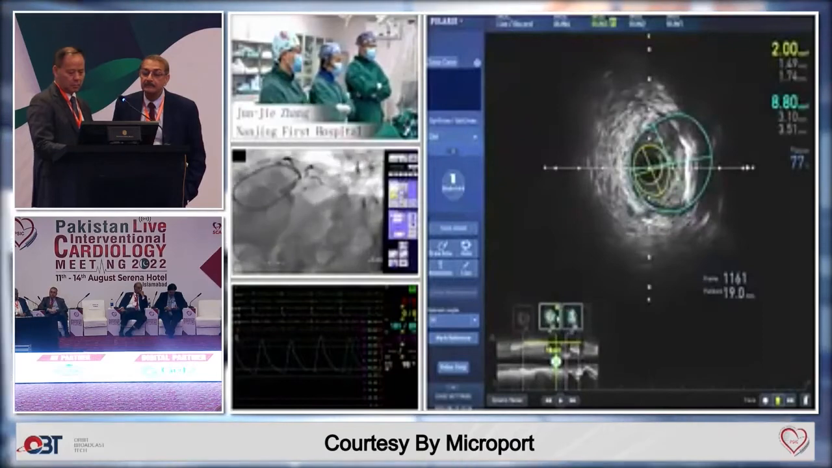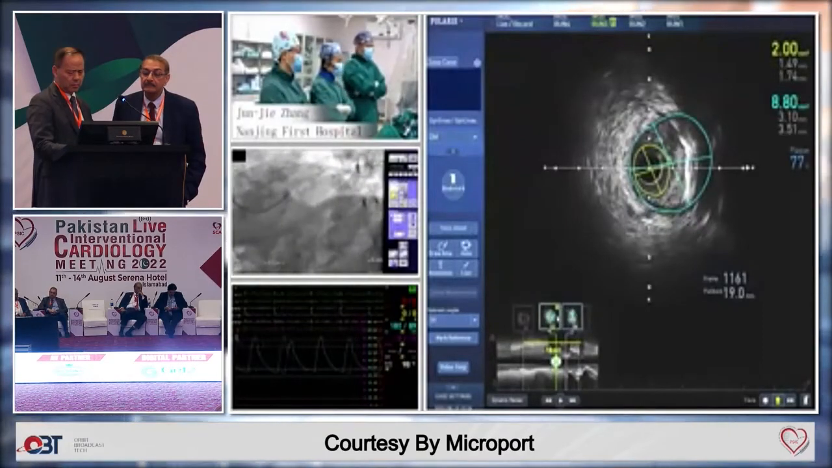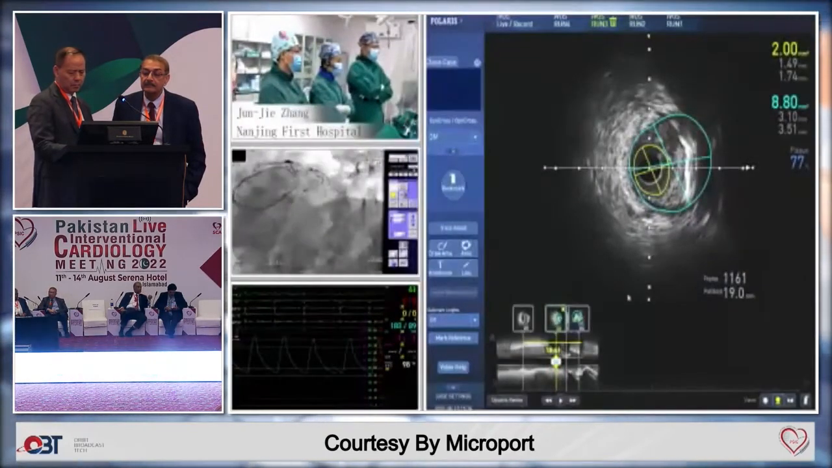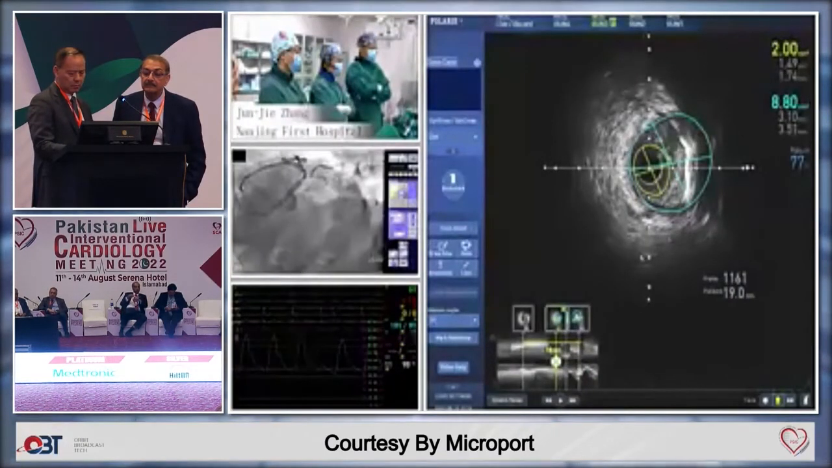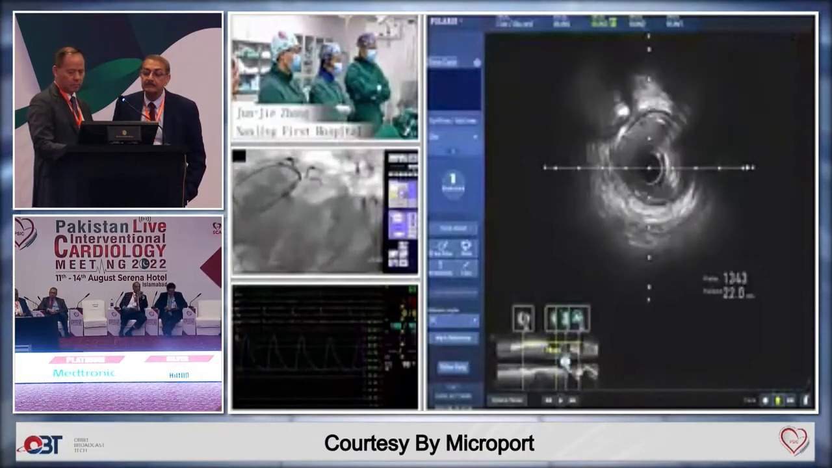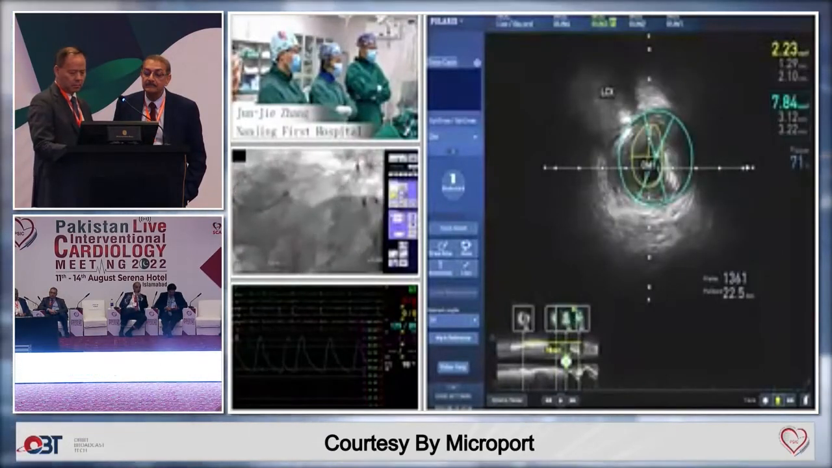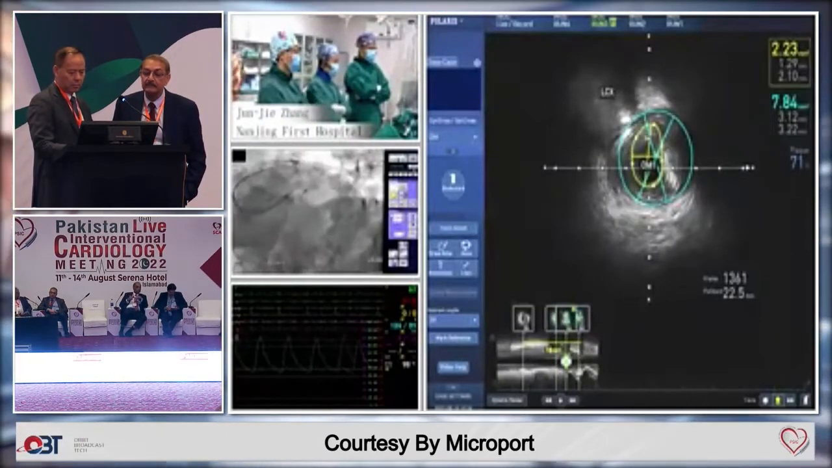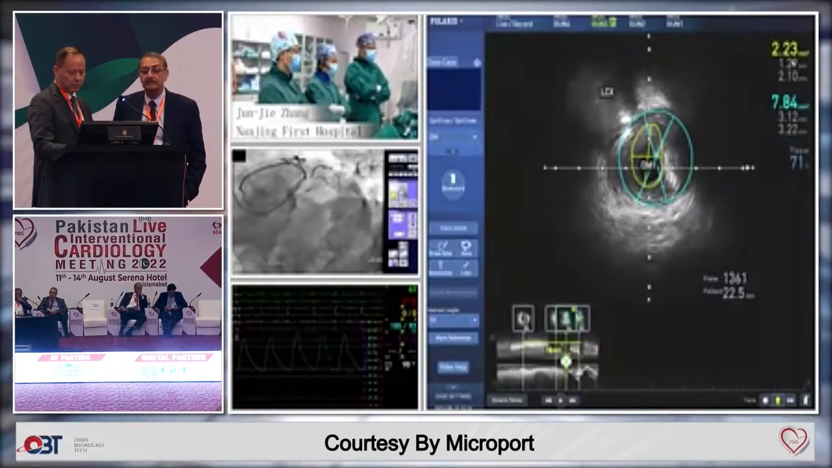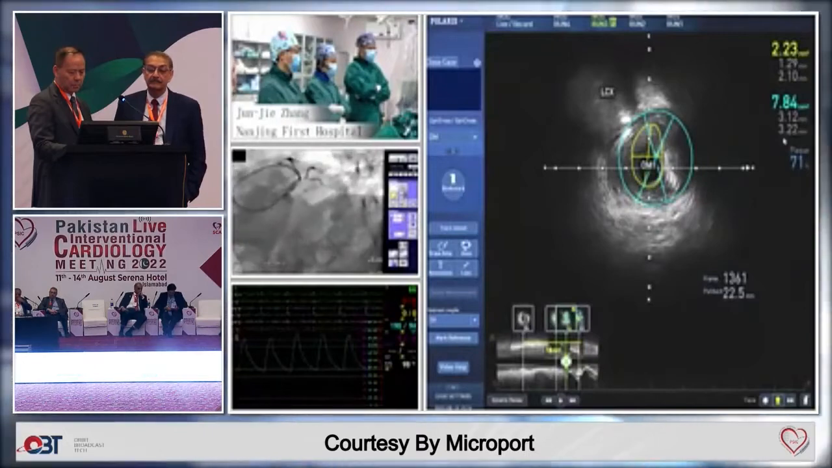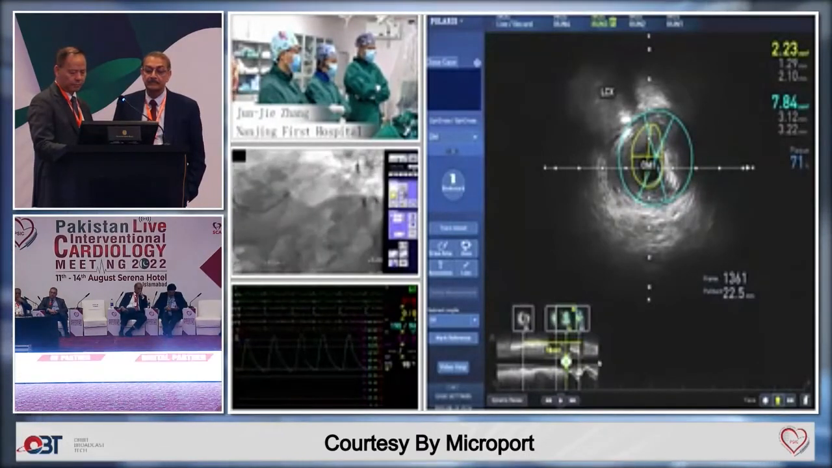And this is the minimum lumen area of OM1. The area is just 2.0 millimeters square. Plaque burden is more than 77%. Then pull back. We can see the circumflex join OM. Here, this is the bifurcation of OM and the circumflex. The area is just 2.2 millimeters square, and the plaque burden is more than 71%.